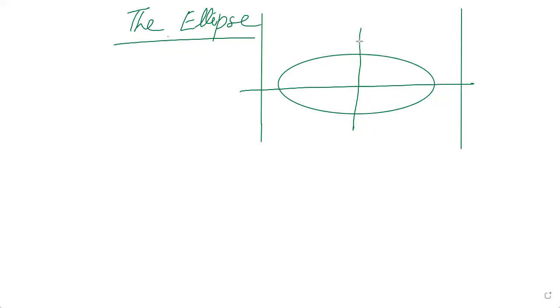This is your x-axis, this is your y-axis. I am taking standard, so it is your origin. I am taking the major axis as A and minor axis as B. So the equation will be x square upon A square plus y square upon B square is equal to 1.